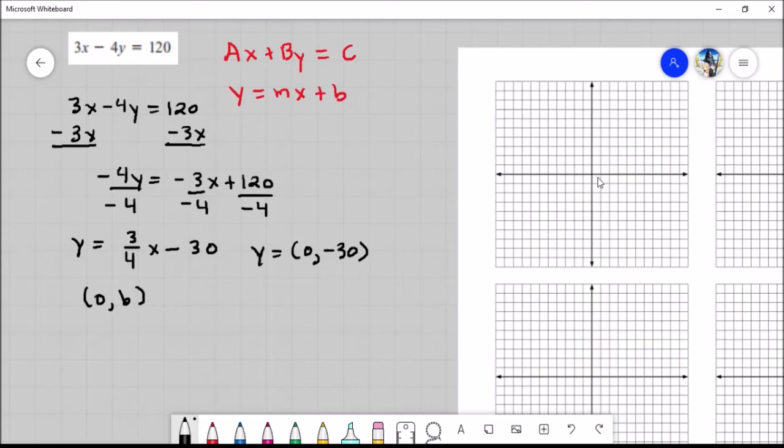So 0, negative 30, I'm going to go down. 1, 2, 3, 4, 5, 6. This is my y-intercept. So now my slope is 3/4. So my rise is a positive 3 and my run is a positive 4.